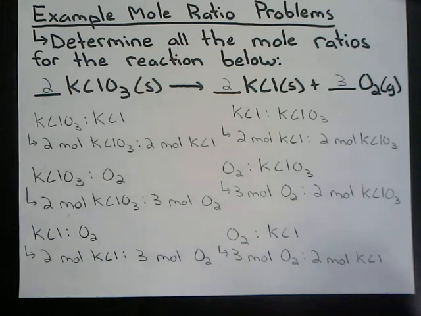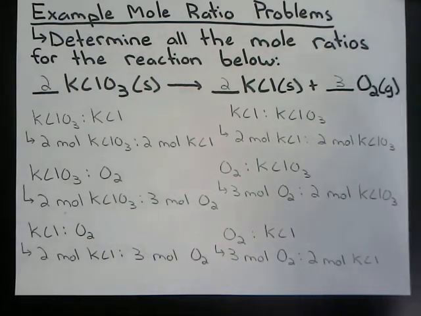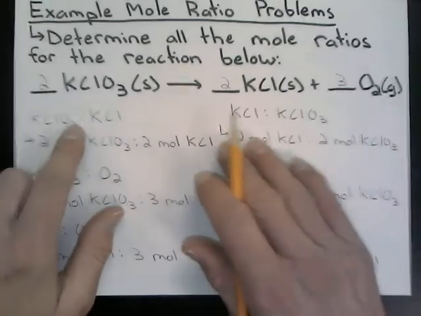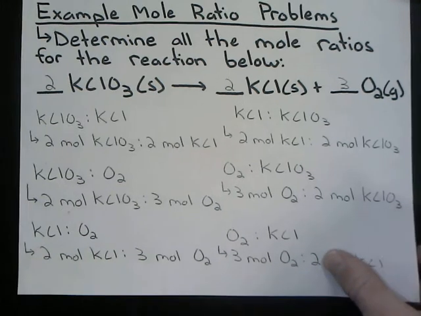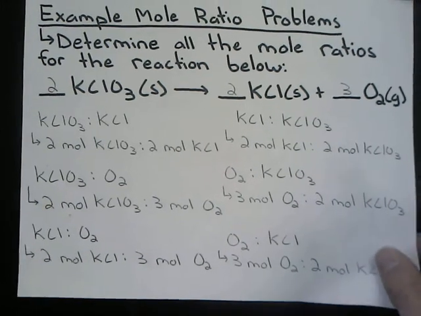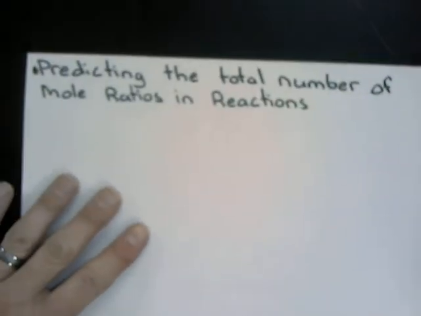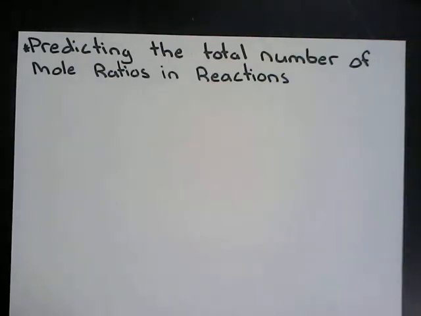Again, like I said, I've done this problem, so I know the stopping point. You should have a total of 6 mole ratios for this particular equation. But how you know the stopping point is very important. So we'll shift gears here, and we'll go to predicting the total number of mole ratios. To determine the total number of mole ratios present in a reaction, multiply the number of species or substances in the chemical reaction by 1 less number.